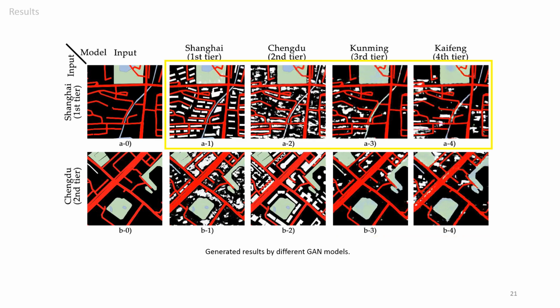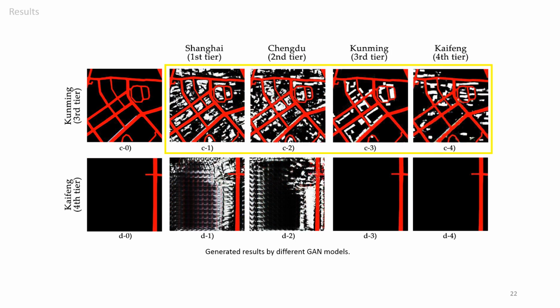By comparing figures A1, A2, A3, and A4, we can see that the buildings generated by the Shanghai model and the Kaifeng model are placed more related to the road system, while the buildings generated by the Chengdu model and Kunming model are placed more independently. By comparing figures C1, C2, C3, and C4, the buildings in the Kunming model and Kaifeng model are larger as fewer single units, while the buildings in the Shanghai model and Chengdu model are more separated as smaller units. This phenomenon reveals the specific design strategies of each city based on the urban planning data.